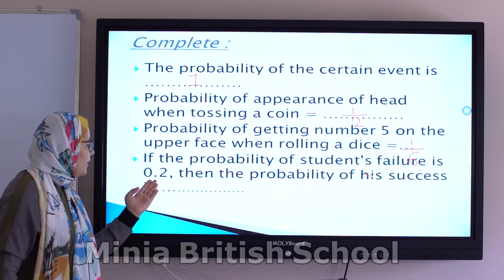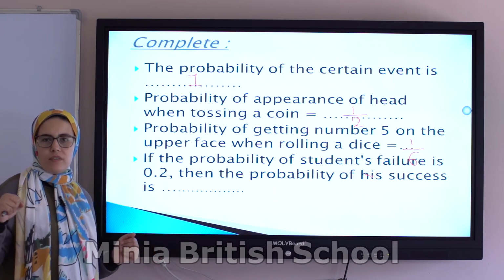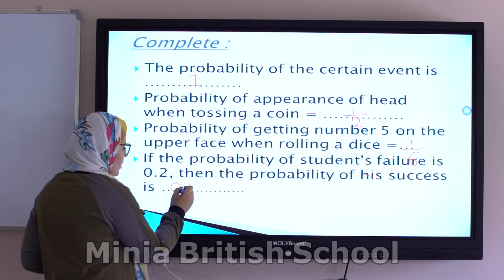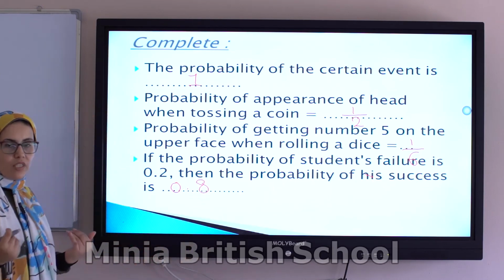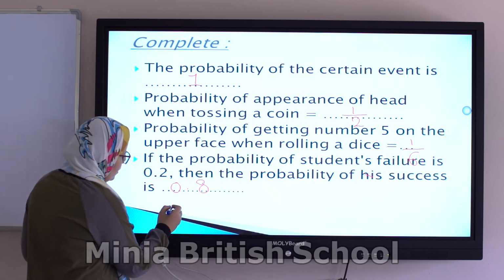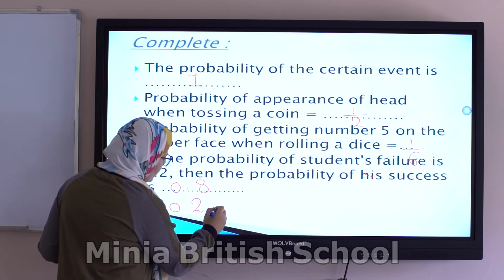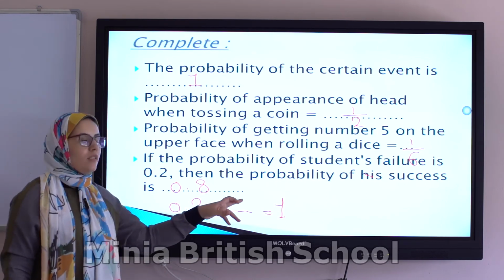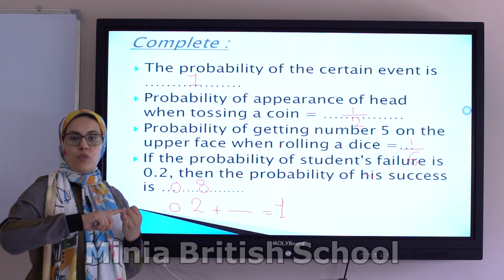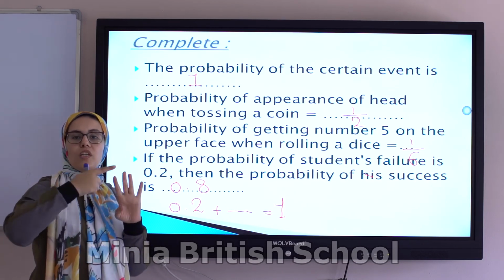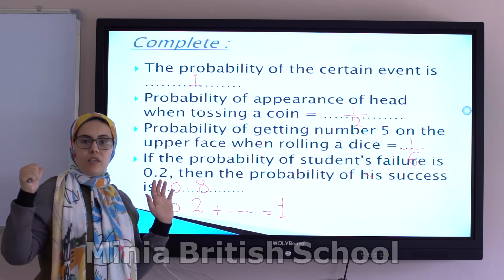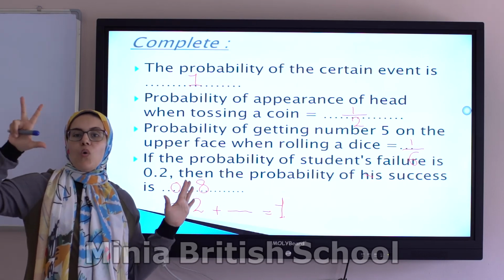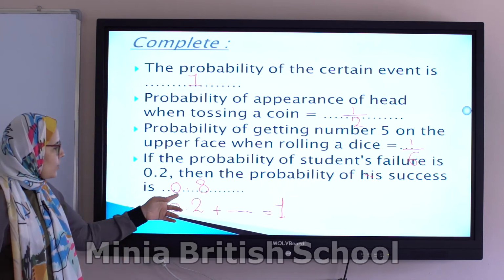Let's see. I need this 0.2 to reach 1. So how much will I add to get 1? Yes, excellent. 0.8. How come? We can answer it like this. 0.2 plus what gives me 1? Count from 0.2 until you get 1. After 0.2: 0.3, 0.4, 0.5, 0.6, 0.7, 0.8, 0.9, 10. 10 here means what? The whole 1. So how many is this? 8. So it will be 0.8.